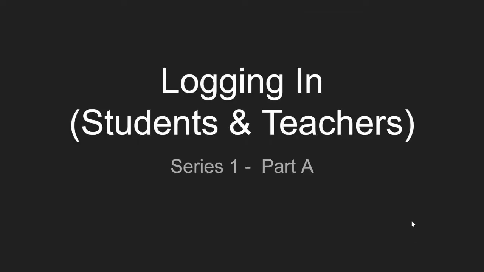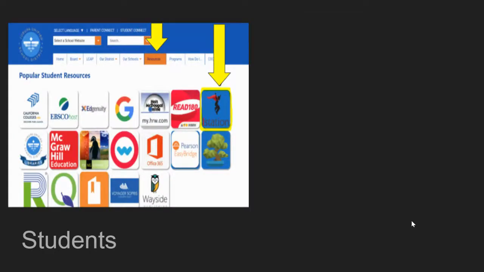So let's talk about logging in. Students can log in a couple of different ways. One of the ways they log in is actually one of the ways teachers also log in. They would go to the district homepage, click on resources, and then look for the Istation icon, which is a student with a red cape. Once they find the icon, they would click on it and it would use our single sign-on feature to take them directly to their student dashboard in Istation. It does not go through Clever.